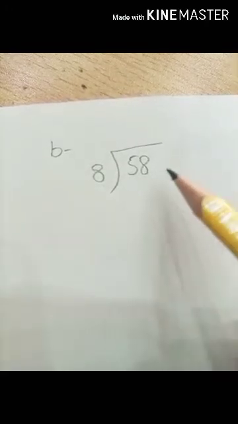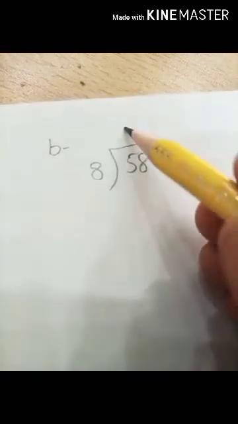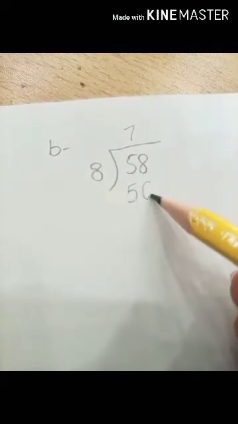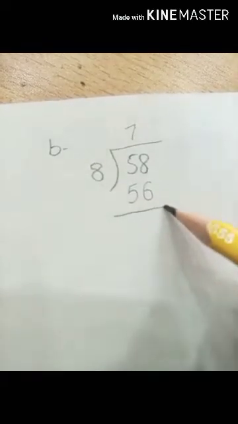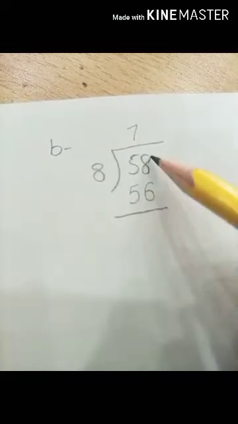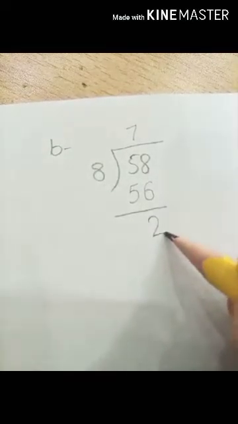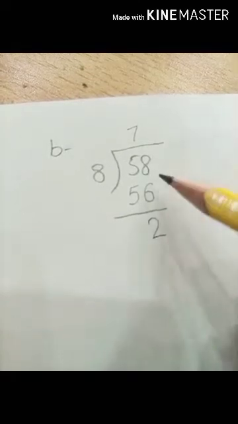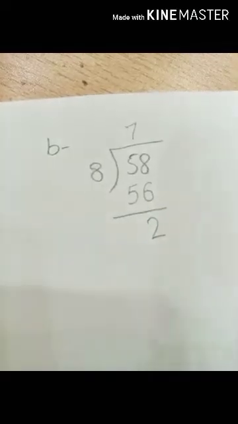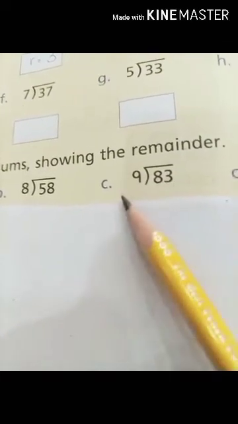So students, look at this. 56 is quite smaller than 58. So I can write this: 8 7s are 56. Now students, the next step is subtraction. Let's subtract it. When I subtract the ones column, 8 minus 6, my answer is 2. Okay students, so you can write your answer as quotient 7, remainder 2. Next is part C, in which we are going to divide 83 by the number 9.